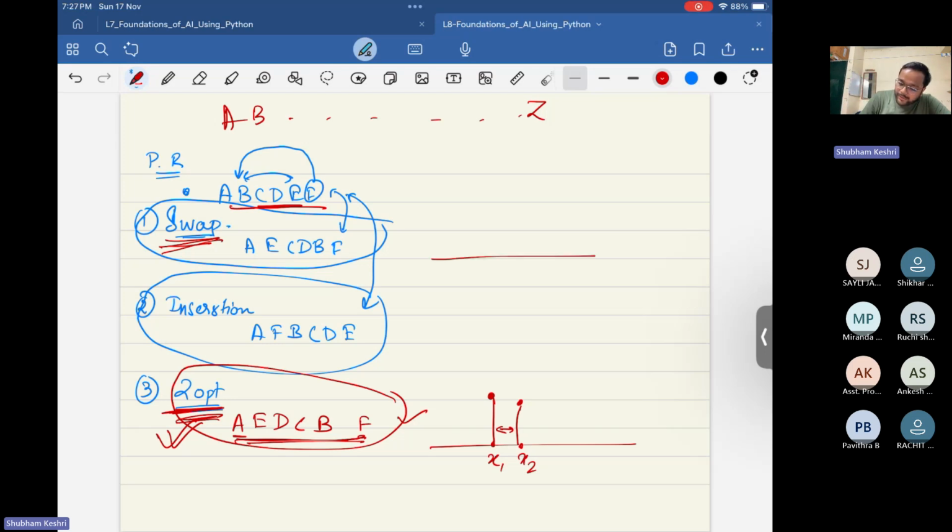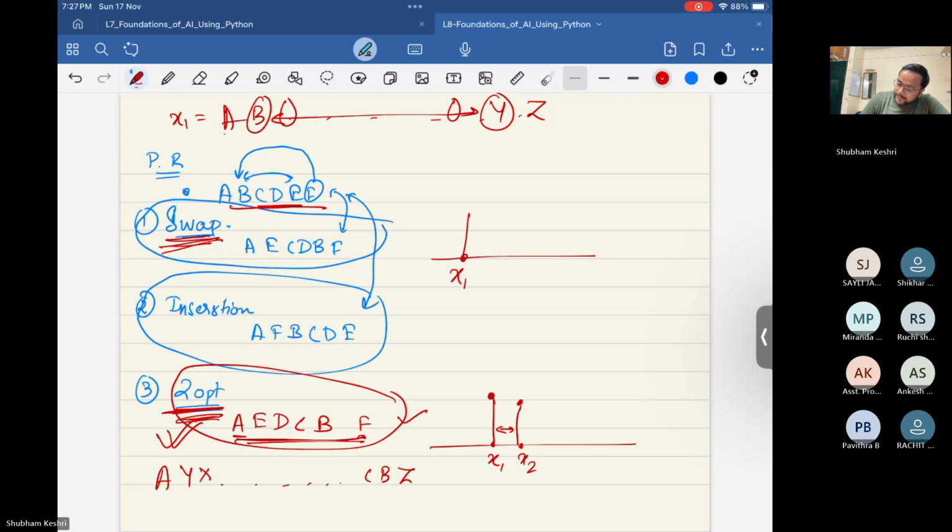So for swap, this is the solution, x1 is this, and what is the 2-opt? Suppose you are changing everything in between, from B to Y. So you have A, Y, X, dot dot dot, C, B, Z. For 2-opt, x1 and x2 are just one step away, right? But for swap, you have to do many swaps. You have to swap B to Y, C to X, and so x1 is over here, but x2 is far, far away. So the objective function values of those two are very far apart. So that changes how the objective function behaves, and the landscape of the objective function changes.